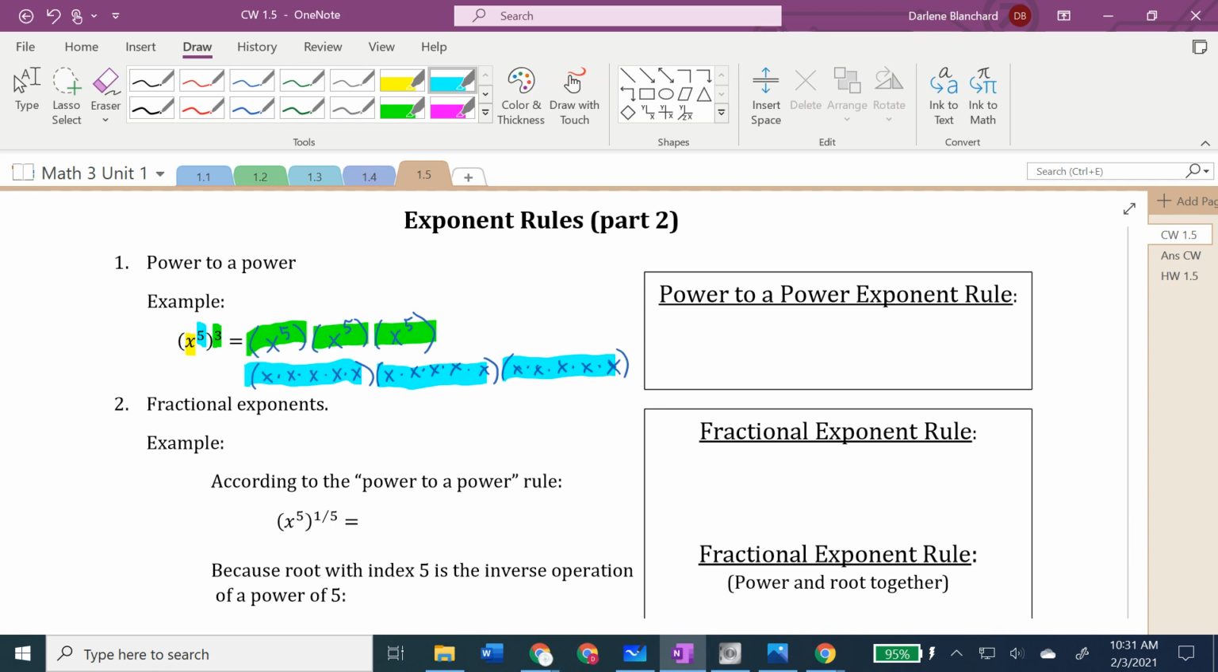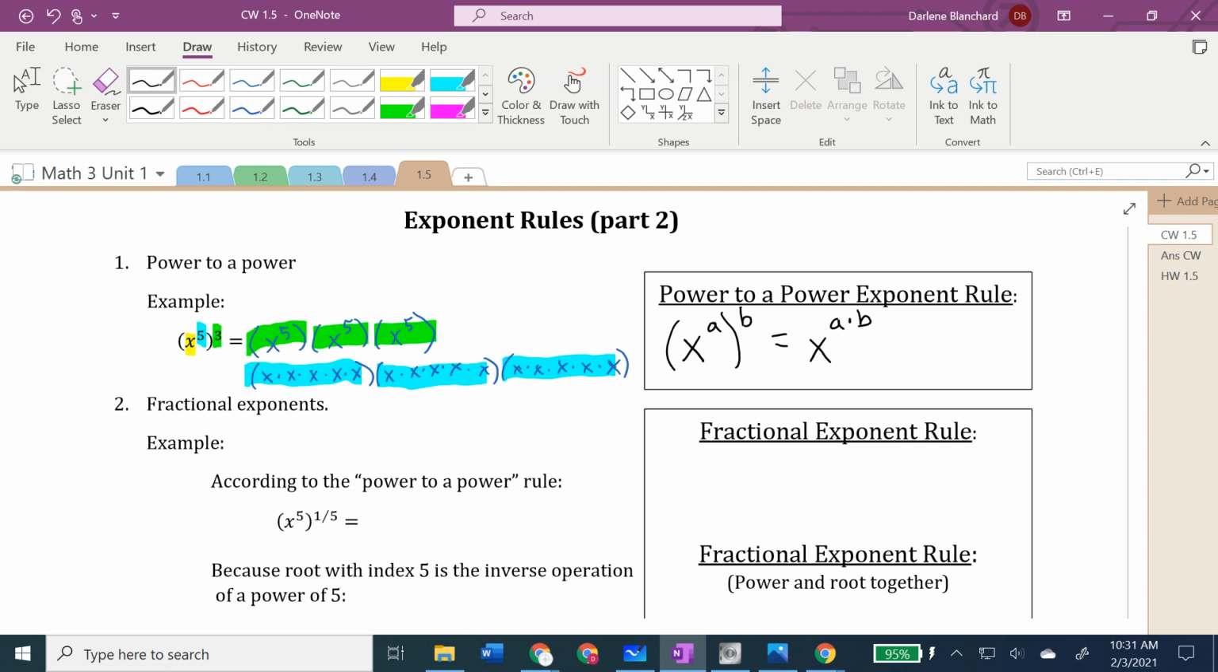Because people mix this rule up really, really badly with one of yesterday's rules. So I'm going to write down the rule. It is, if you have x to the a power to the b power, you simplify it by multiplying those exponents.